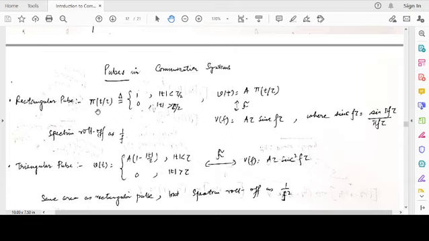A traditional pulse, the rectangular pulse, is defined from minus tau by 2 to tau by 2. Let's say the value is 1, and beyond that, for t less than minus tau by 2 or t greater than tau by 2, it's 0. So this is the ideal pulse. Let's say the amplitude is A, and this is the symbol you use for the pulse, rect of t by tau. The Fourier transform of that is A tau sinc of f tau, you're familiar with this. The sinc function sinc of f tau is sine pi f tau divided by pi f tau, like sin x by x.